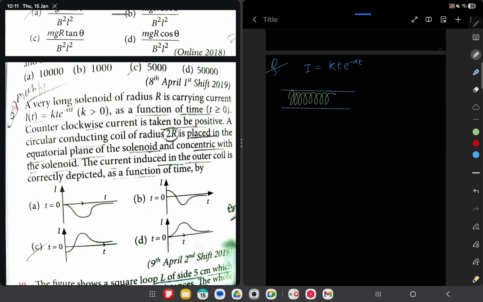So there is a question given: there is a long solenoid of radius r carrying a current I as a function of time. Counterclockwise current is taken to be positive. A circular conducting coil of radius 2r is placed in the equatorial plane of the solenoid, that means in this plane, and concentric with the solenoid. You need to find out the current induced in the outer coil.